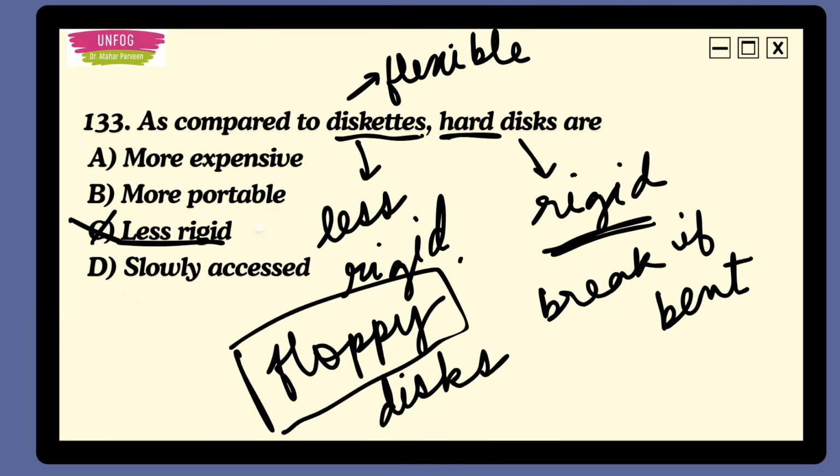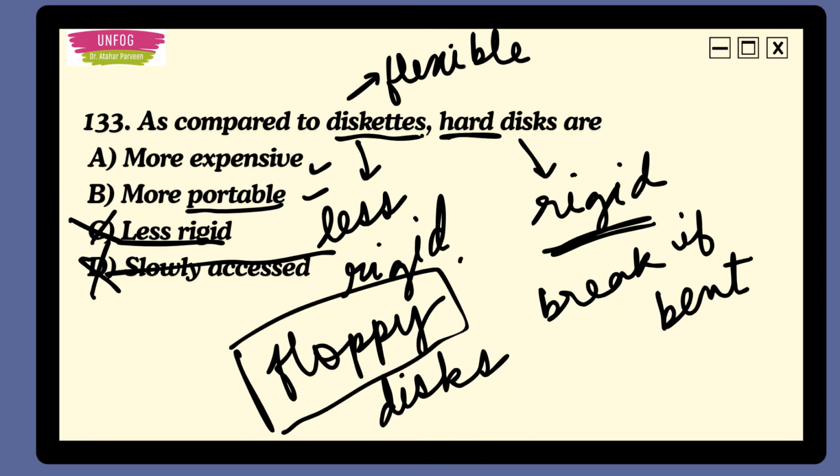Then next you have more expensive, more portable, slowly accessed. Hard disks are slowly accessed. Do you think that is possible? Because even to date, hard disks are being used and they are said to be very efficient in storage capacity. That is why this also you can eliminate because it is not slowly accessed. Okay, it is very efficient. More portable, more expensive. We have to choose from this. Now, hard disks are portable. You know what portable means, no? Easy to carry. Portable means easy to carry.